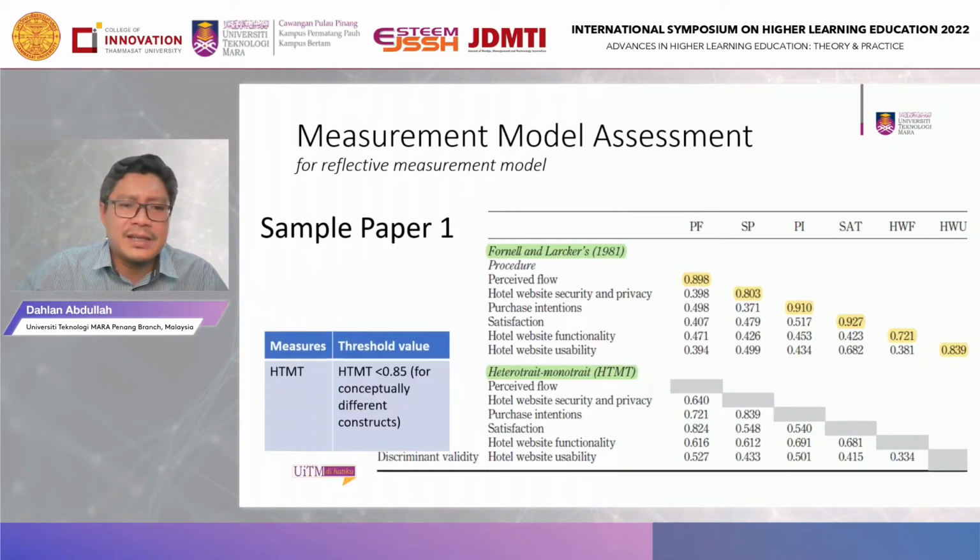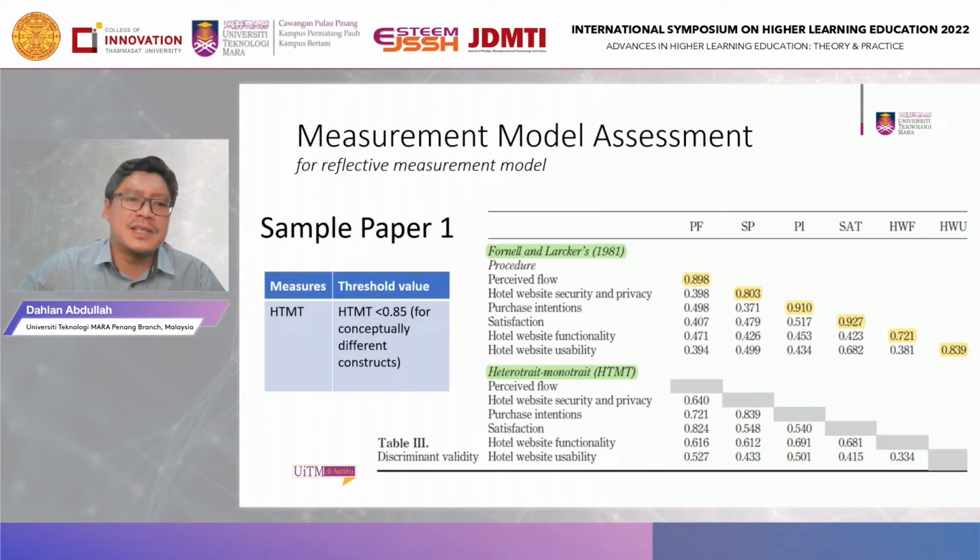Okay, let's take a look at the threshold value just now. For HTMT, look here, the threshold value, HTMT should be less than 0.85. Based on the result here, all the HTMT values for every single construct are less than 0.85. So meaning discriminant validity has been established.